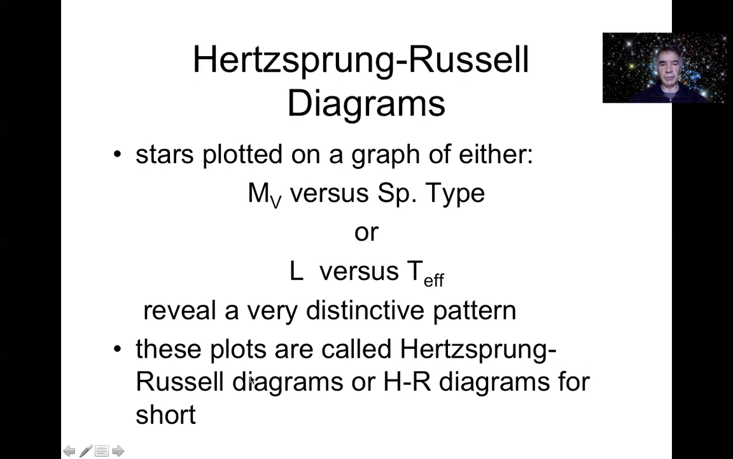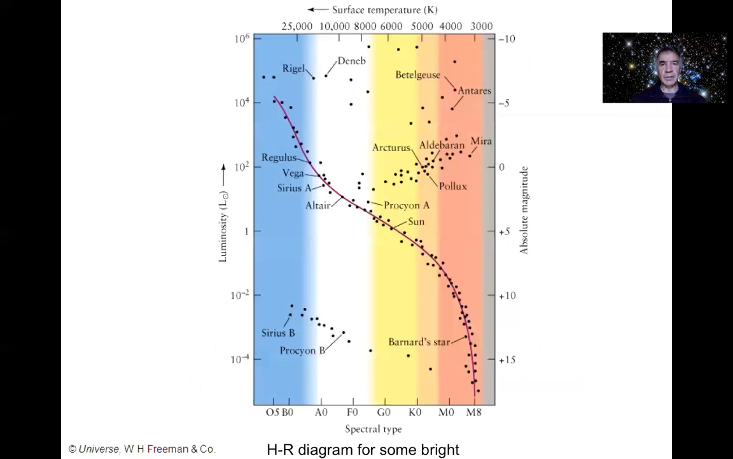They're called Hertzsprung-Russell diagrams. Two astronomers sort of independently came across this way of displaying data on stars. Hertzsprung-Russell is a bit of a mouthful, so HR diagrams for short is usually the term you will hear. So let's have an example of one of these.